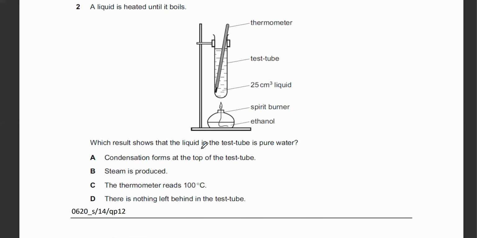So how would you know that a liquid is pure water? Because when you boil it, it's going to boil at a very fixed temperature, which is going to be 100 degrees centigrade.